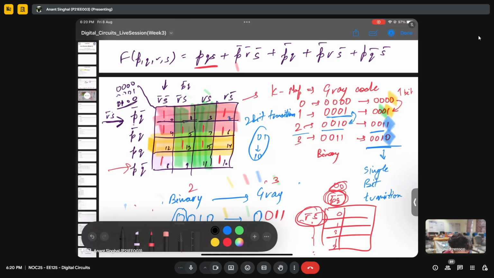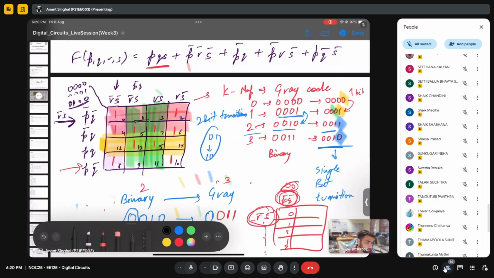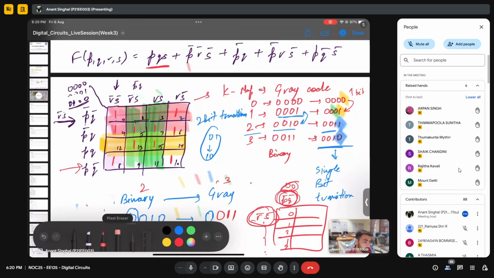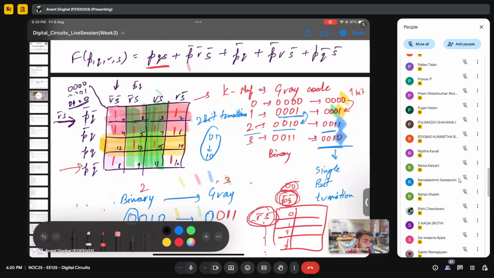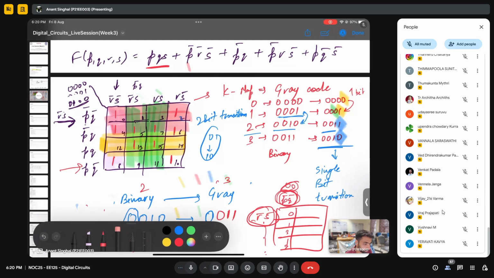The second step is to make... Sir, can you explain again, sir? Which part? The filling of the K map? Yes, sir. The filling, it is new to me, sir. Okay, okay. Yeah, let me do that again.